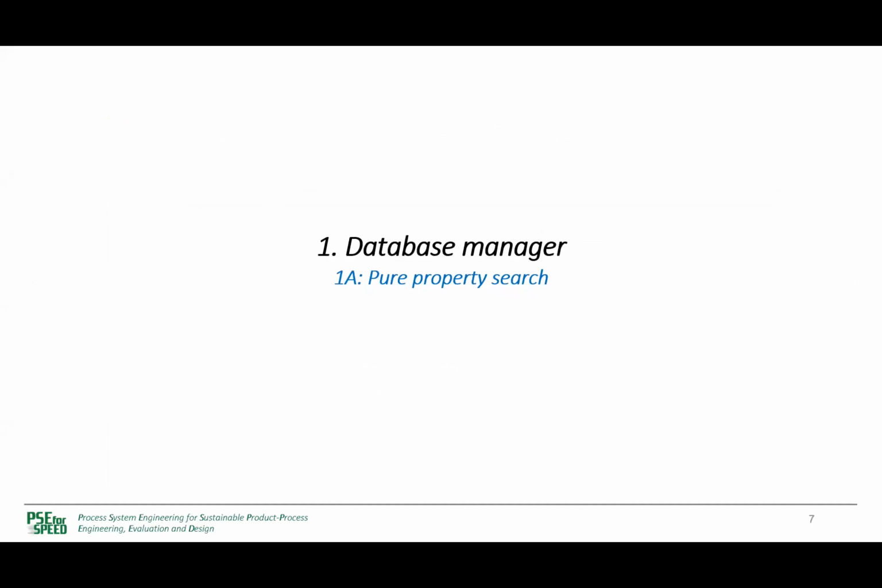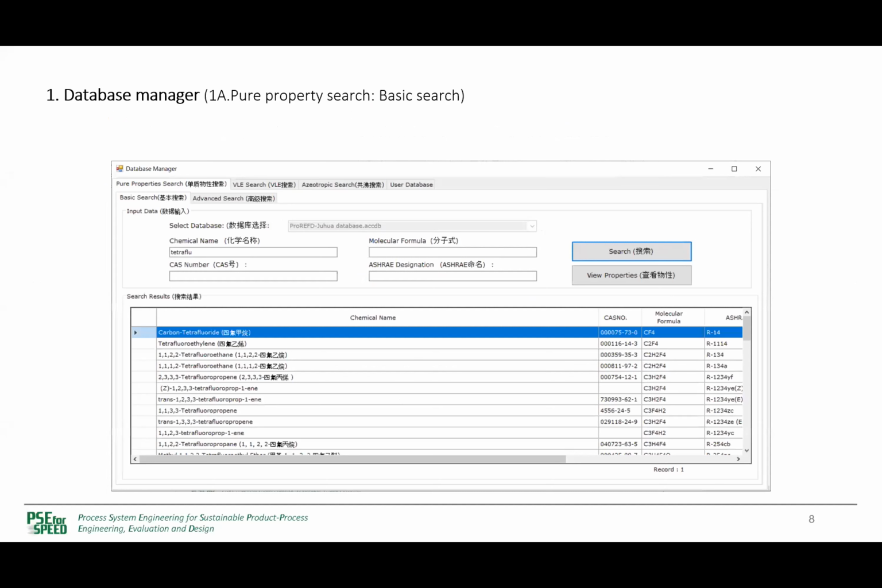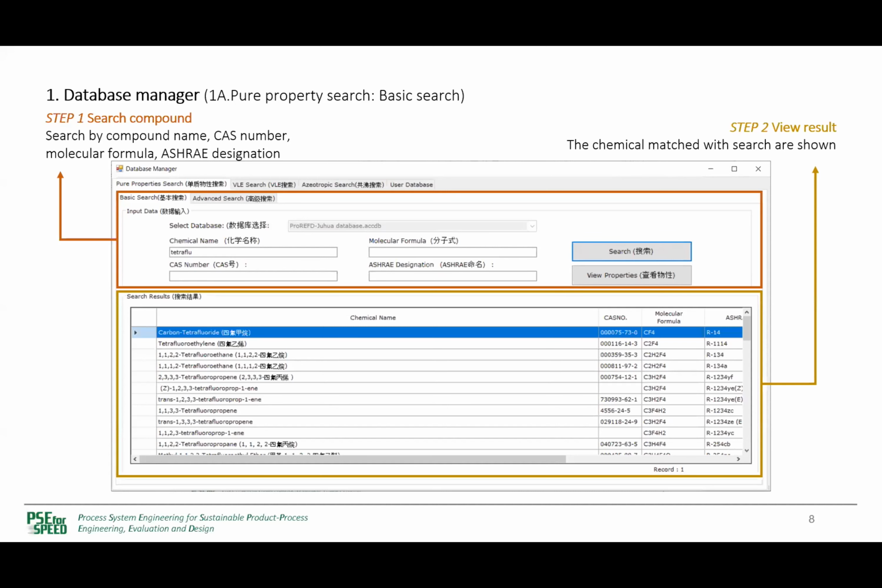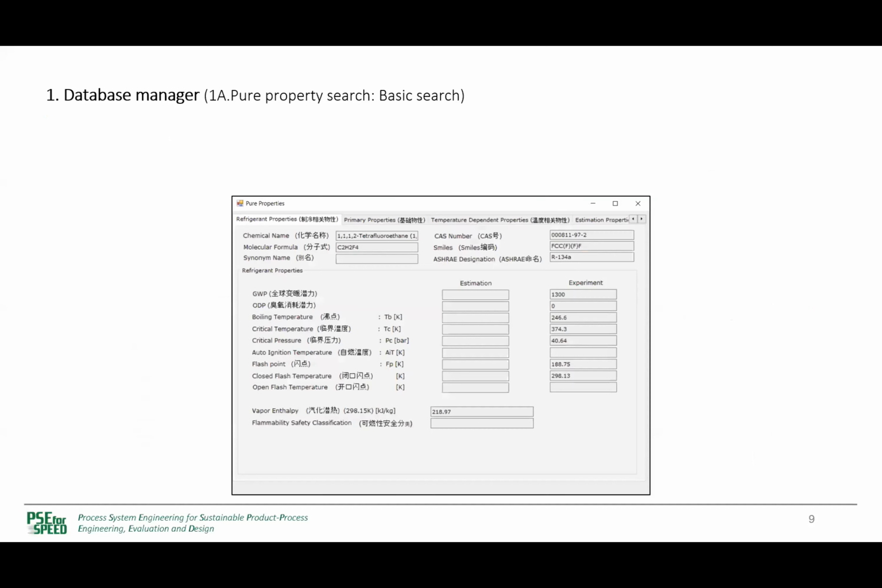Okay, now let's go through each part. Start with pure property search. The interface of pure property search is shown. First, we will show the basic search. Start the search in the search area and see the result in the table below. After selecting the compound to see its property, the property will be shown.